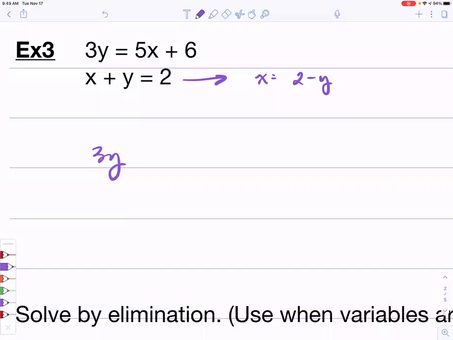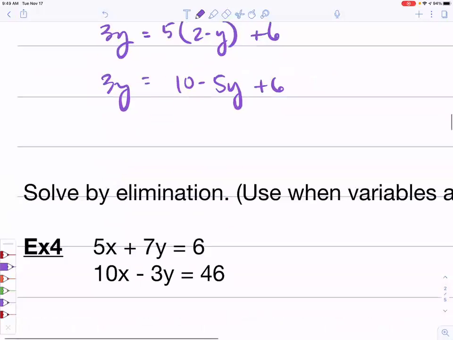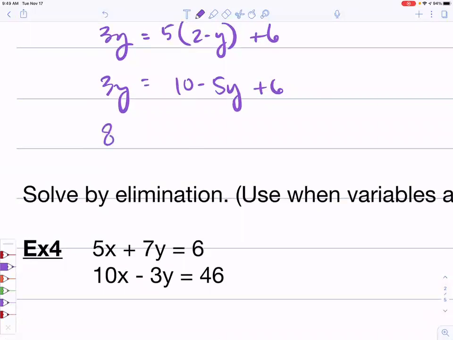Okay. All right, so let's go through it really quickly then. We've got 3y is equal to 5 times 2 minus y plus 6. So you got 10 minus 5y plus 6. I'm going so fast, this is dangerous. So we got 8y is equal to 16, y equals 2.